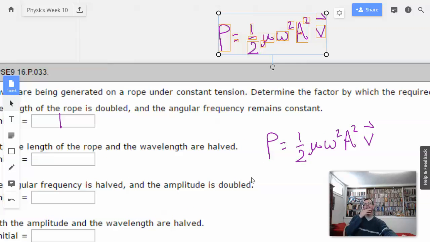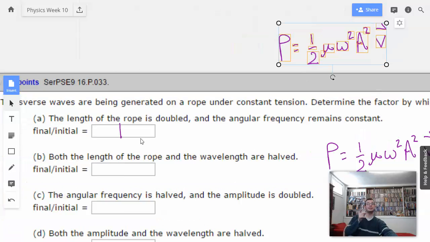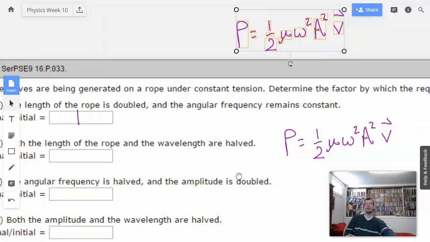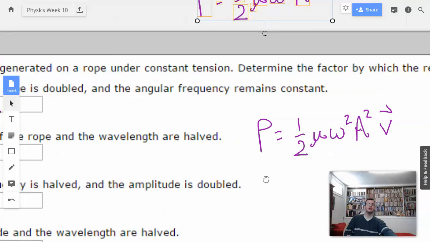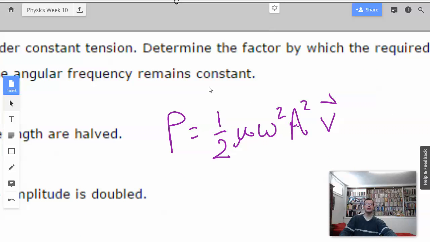Okay? And for some reason that one's wrong. Just assume that the mass stayed the same, but the length, I don't know. Both the length of the rope and the wavelength are halved. Okay. So, rewriting this again.